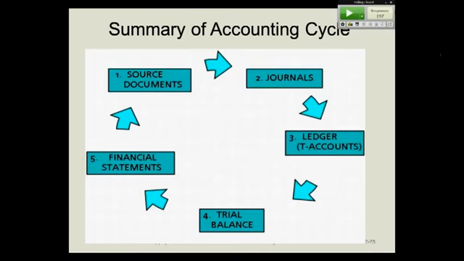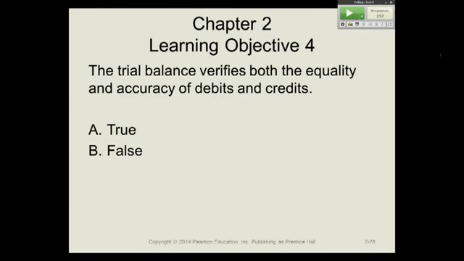Okay. All right, now, a couple of questions for you. We know that, by the way, I'm not going to ask you this one, the trial balance is only the equality of debits and credits, not the accuracy, so that's going to be false. Okay? That's going to be false. Okay. Well, let's do the next one.